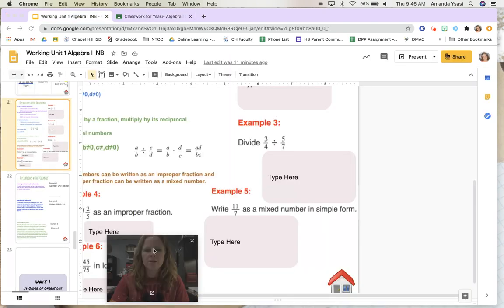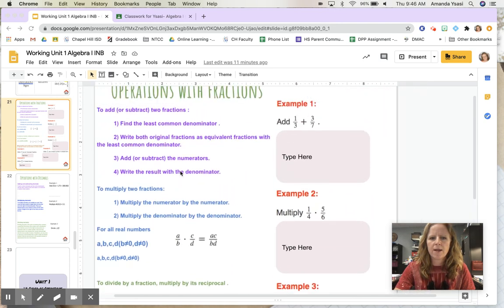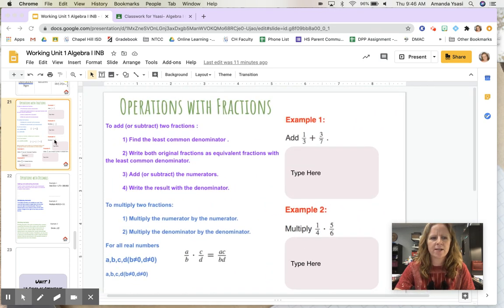So let's see. I'm going to move this over to the side. We are going to do slide 21, 22, operations with fractions. To add or subtract two fractions, find the least common denominator. Write both original fractions as equivalent fractions with the least common denominator. Add or subtract the numerators. Write the result with the denominator.